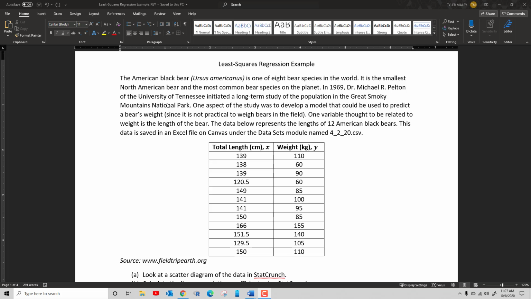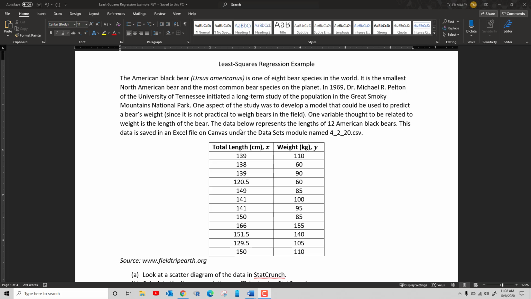It's much easier to carry some type of measuring device than to pick up the bear and put it on some kind of scale and weigh it, right? That's not very practical. So we often like to use models for things that aren't practical or maybe unsafe. One variable thought to be related to the weight is the length of the bear, right? So we're thinking maybe if we know the length of the bear, we can predict its weight.